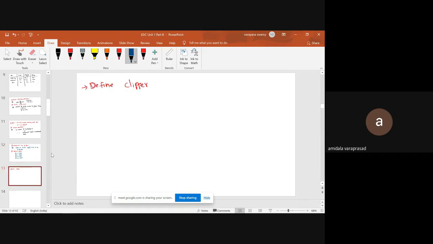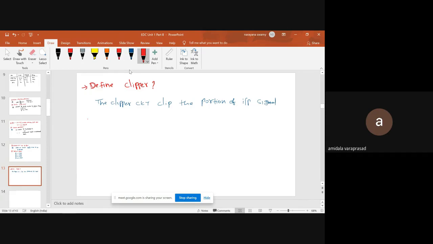Now, define clipper. Clipper circuit: clip the portion of input signal.